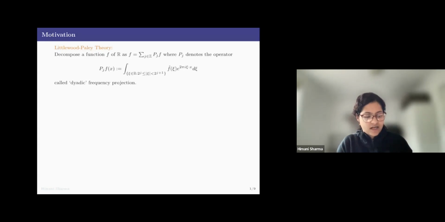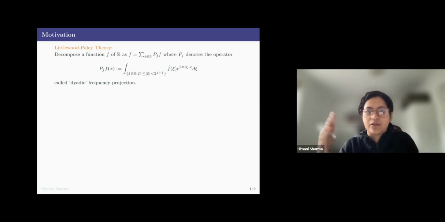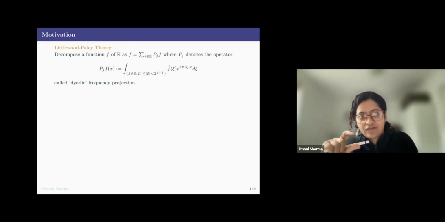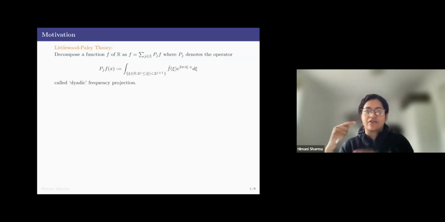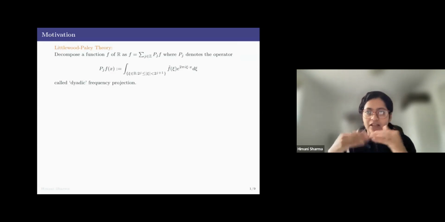For that, we start with a function f on R and we decompose it as the summation of P_j f over the set of all integers. We take P_j as an operator which, when it acts on the function, is the integral of the Fourier transform of f times the exponential, where the integral is taken over the interval 2^j to 2^(j+1). So you can think of this as dyadic intervals. These P_j's are dyadic frequency projections.